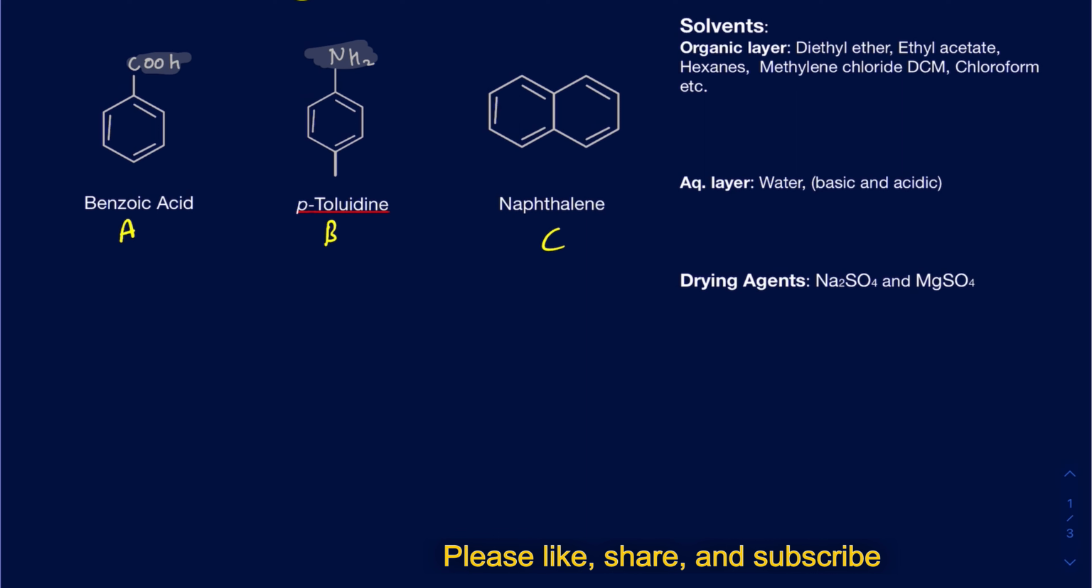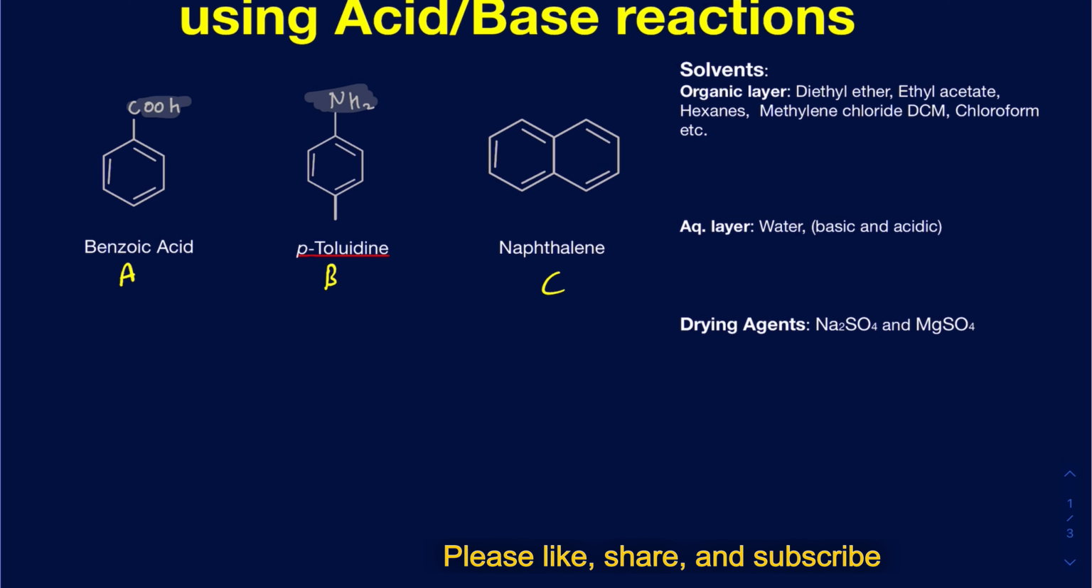The different types of solvents that you can use in this particular case could be diethyl ether, ethyl acetate, and hexanes. Hexanes is less likely to be used because the compounds may not dissolve in hexane, but it's very likely they would dissolve in diethyl ether and ethyl acetate. In addition to that, we can also use dichloromethane or methylene chloride and chloroform. They should also dissolve in those too.